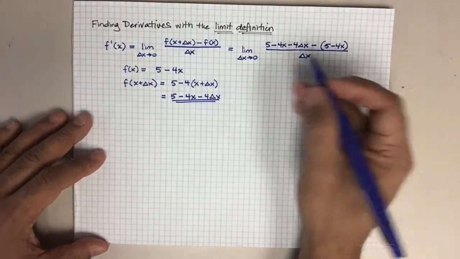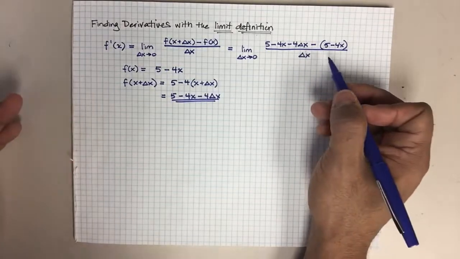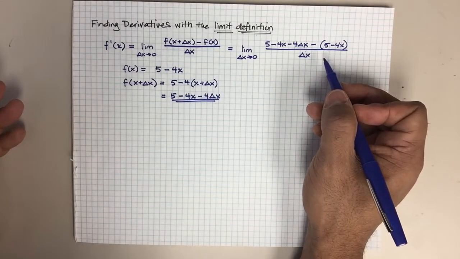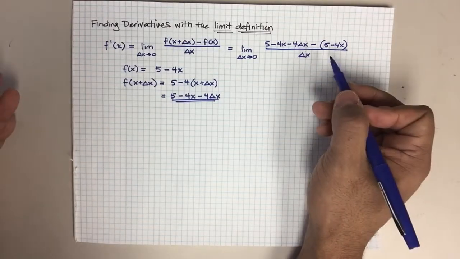And remember, the challenge is that we can't just plug in 0, because if you plug in 0, you get a 0 in the denominator, and that doesn't tell you whether or not the limit exists or what the value of the limit would be if it exists. If you have that 0 in the denominator, it doesn't tell you anything.